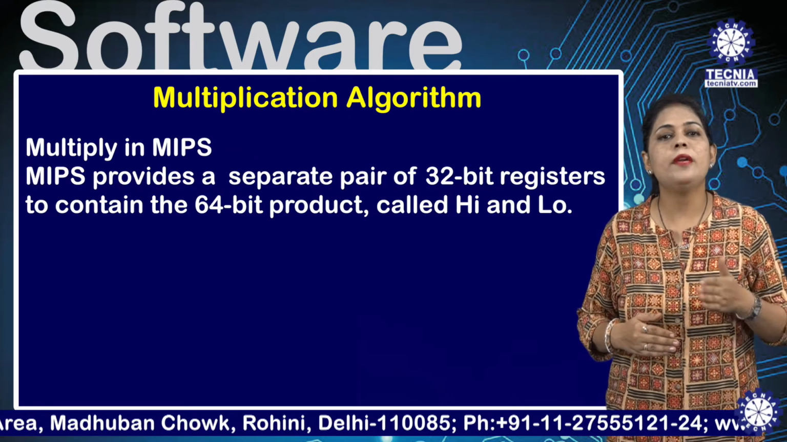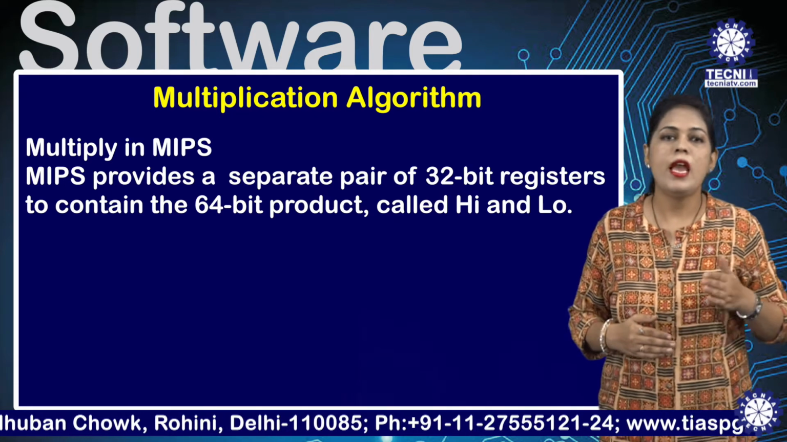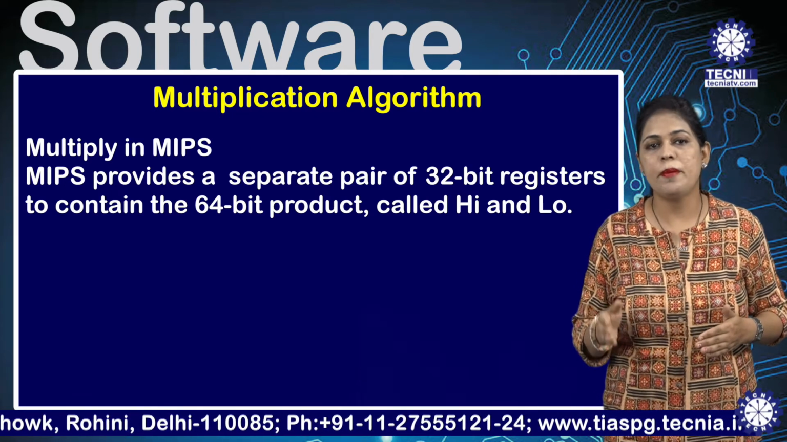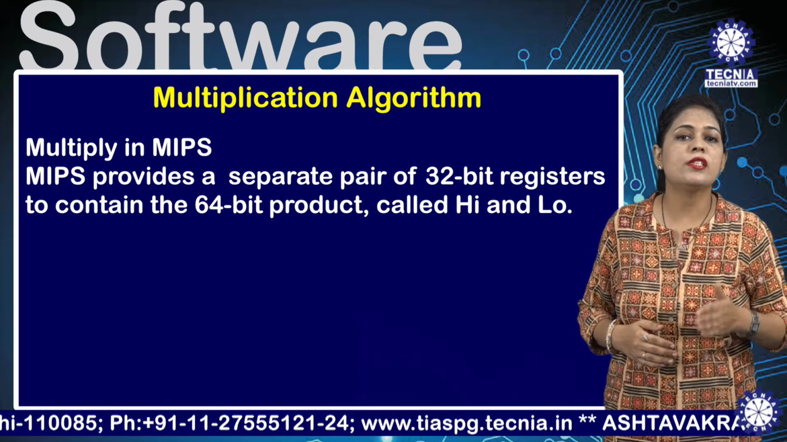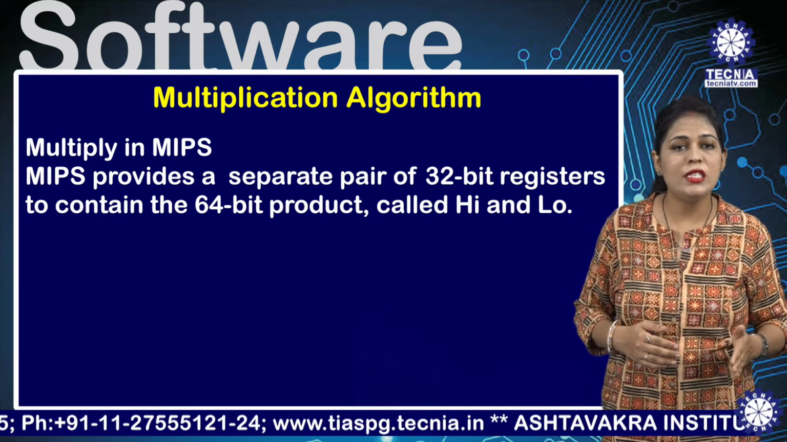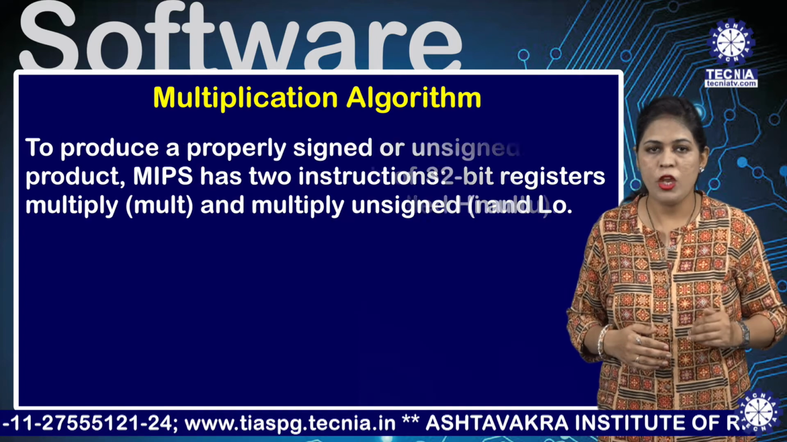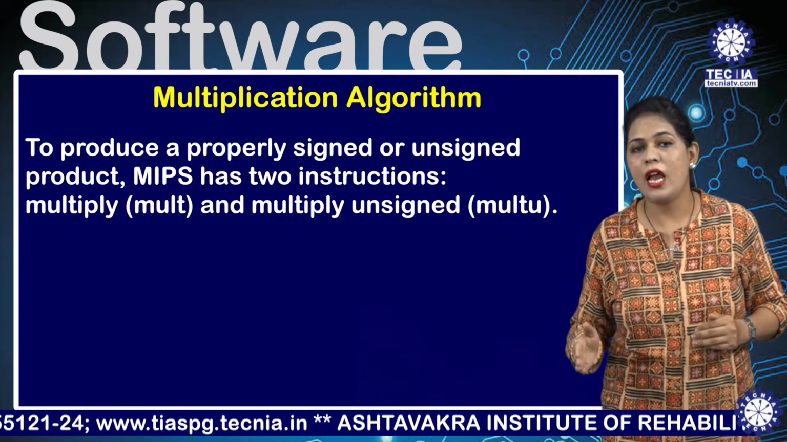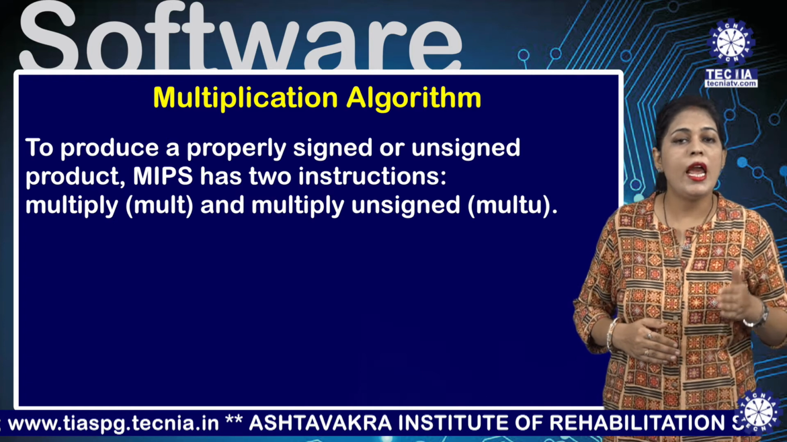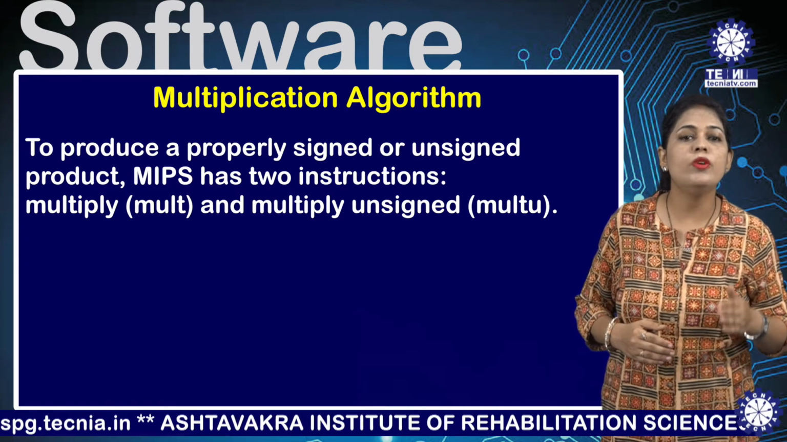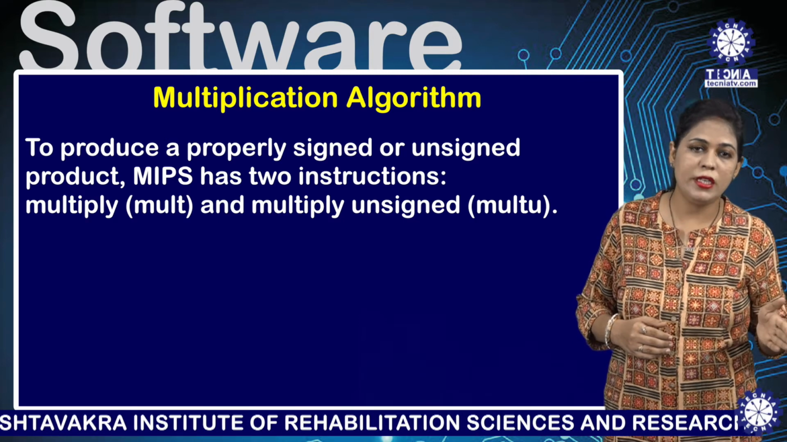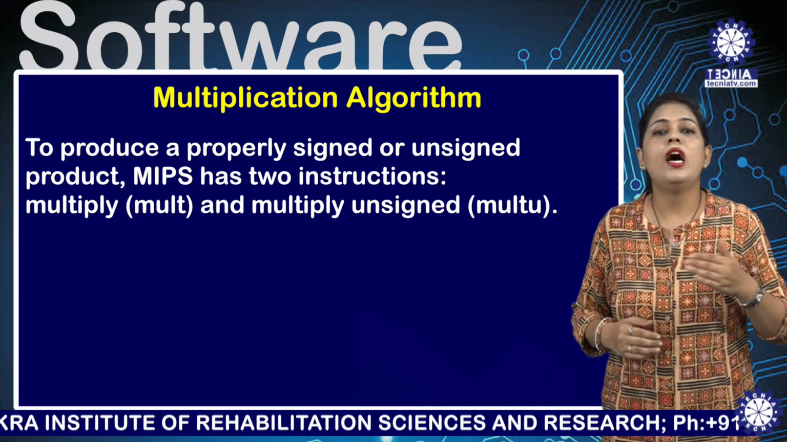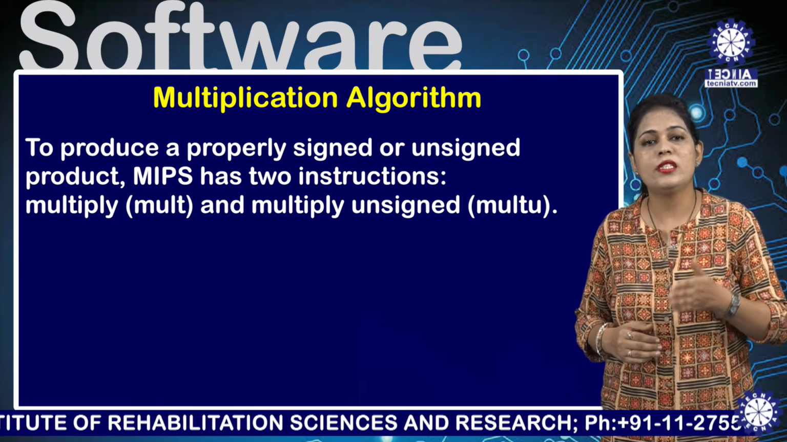Next is multiply in MIPS. MIPS provides a separate pair of 32-bit registers to contain the 64-bit product, called HI and LO. To produce a properly signed or unsigned product, MIPS has two instructions. First is multiply signed, as MULT, and multiply unsigned, meaning MULTU.